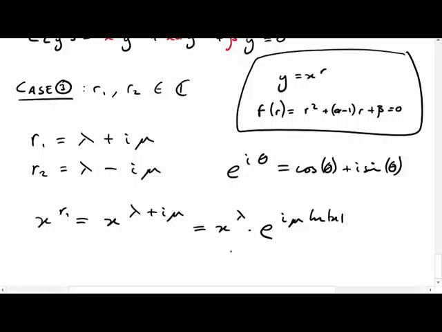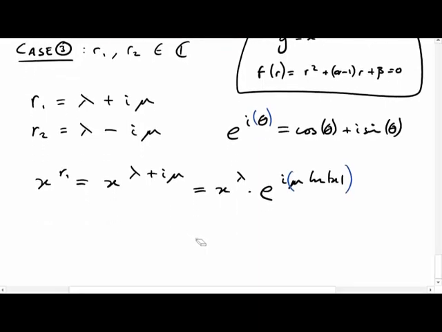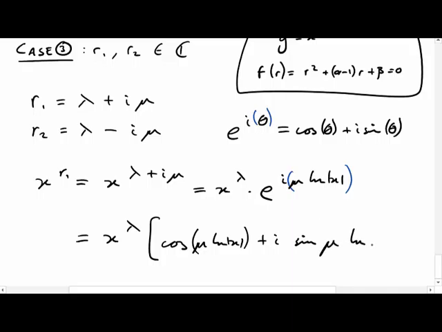So now I know how to expand that. If I let that equal my theta, then I can expand this out. This is going to be x to the power of lambda times e to the power of i theta. My theta is just going to be mu ln x. So I end up with cos of mu ln x, plus i sine of mu ln x, and so that's what I end up with.